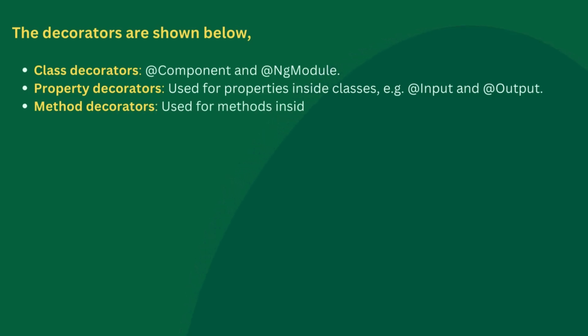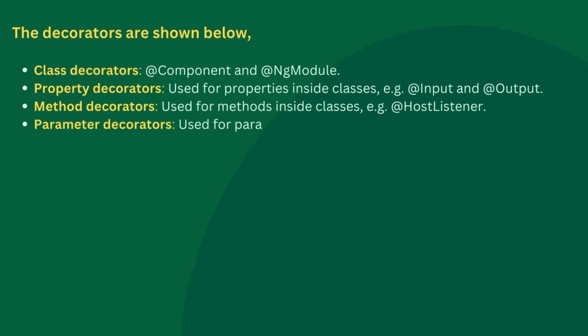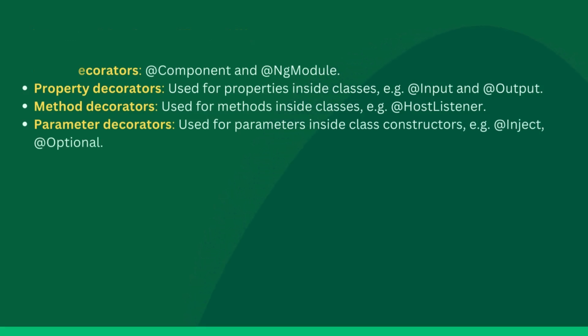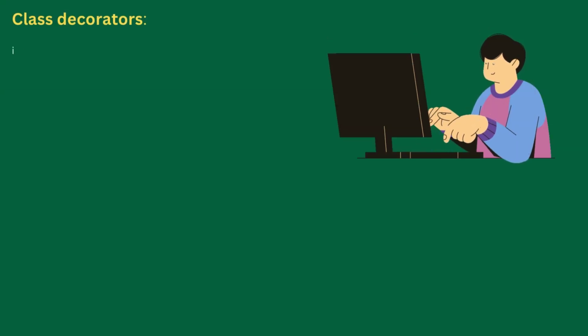Property decorators are applied to the properties of the class, for example, @Input and @Output. Method decorators are applied to the methods of the class, for example, @HostListener. Parameter decorators are applied to the constructor parameters of the class. For example, @Inject, @Optional.